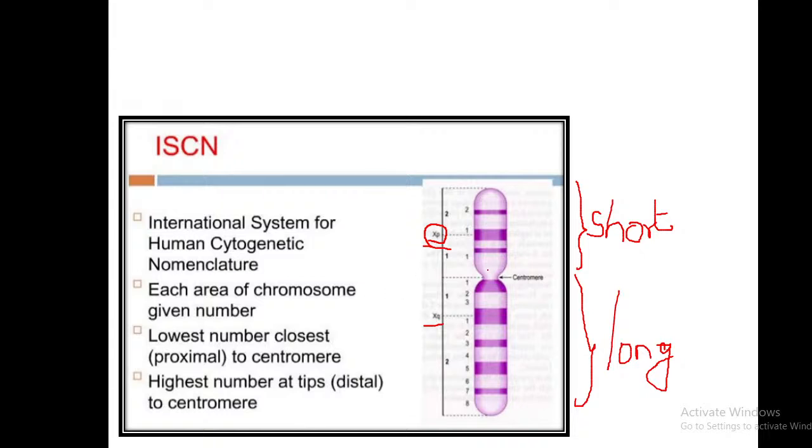So always the lowest number starts from the centromere and goes outward. You can see here 1, 2, 3, 1, 2, 3 like that. So as we wrote earlier, the subsets of the first chromosome band are the ones that come in 2 and 3. Then here also 1, 1 and 3. Likewise. Then the highest number will be at the tips and the lowest number near the centromere. That is the International System of Human Cytogenetic Nomenclature.